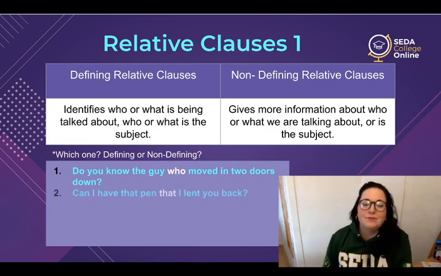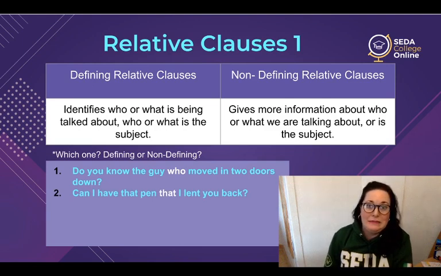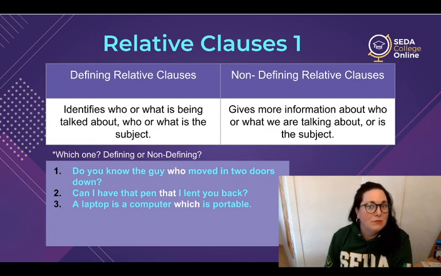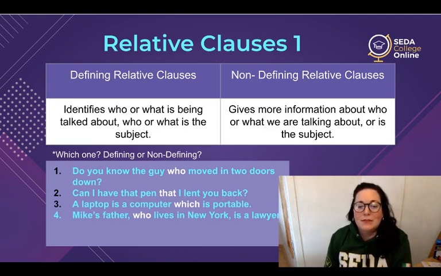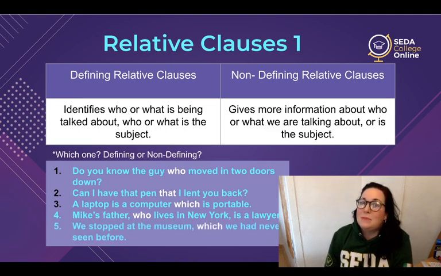All right. Can I have the pen that I lent you back? Can you return it to me? A laptop is a computer which is portable. Mike's father, who lives in New York, is a lawyer. We stopped at the museum, which we had never seen before.